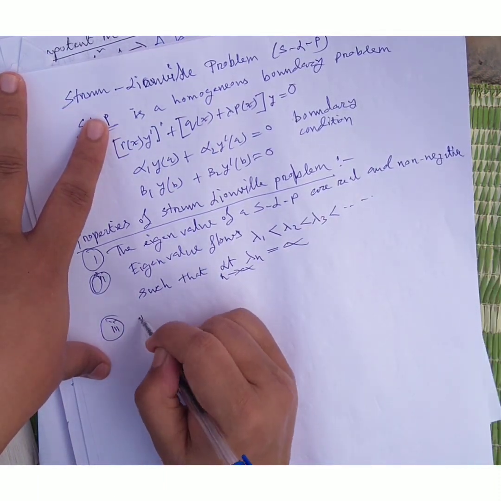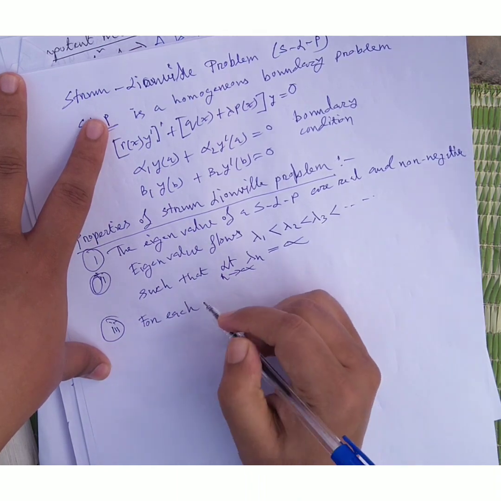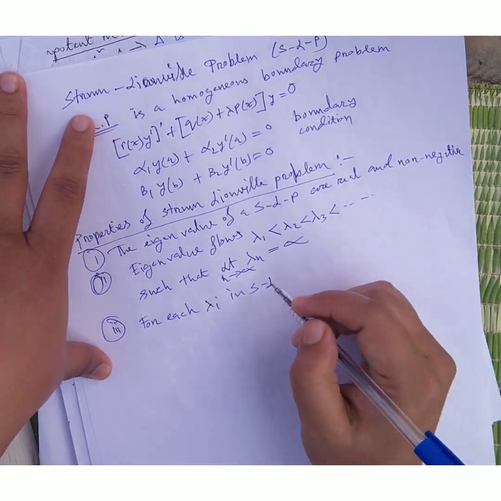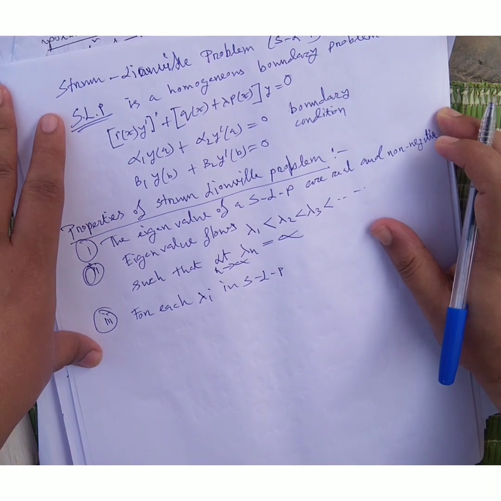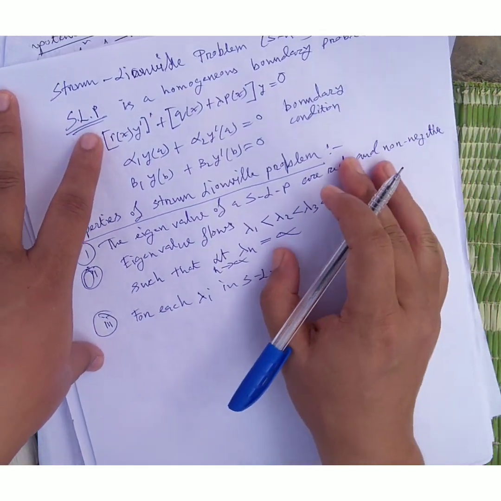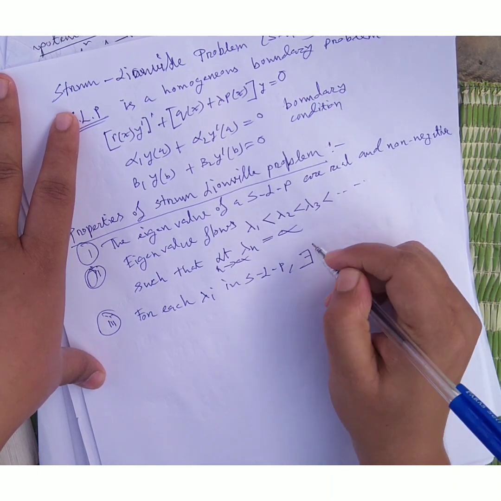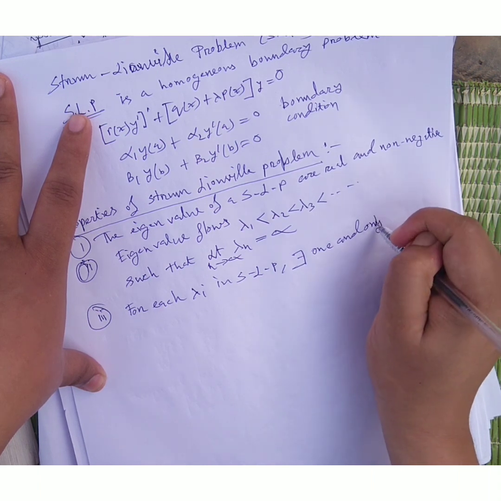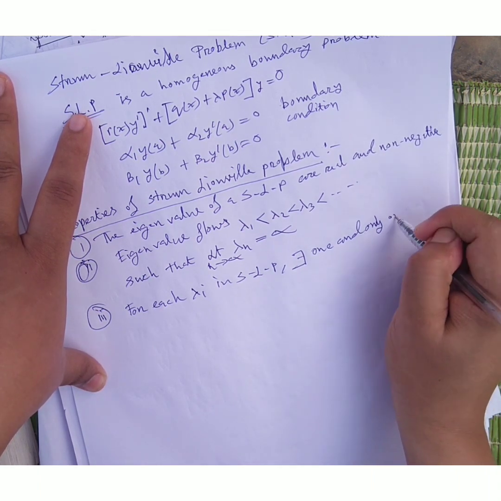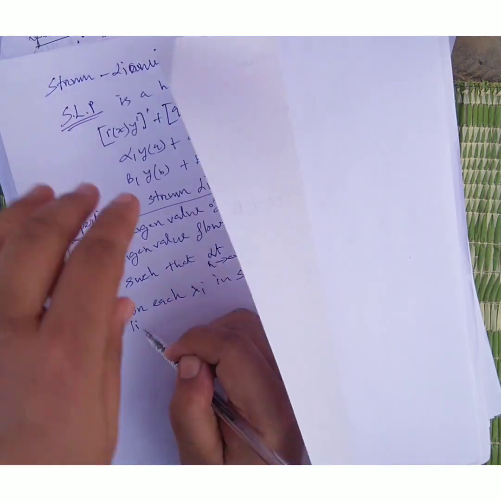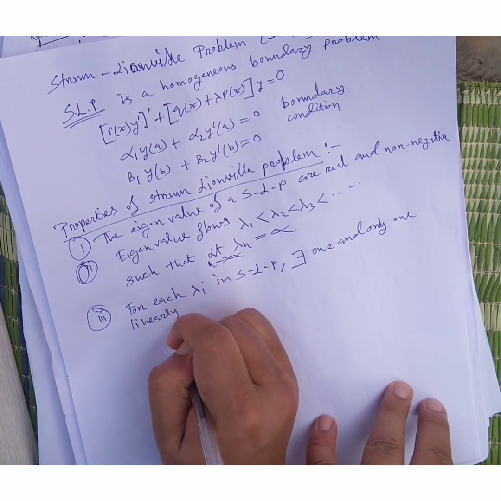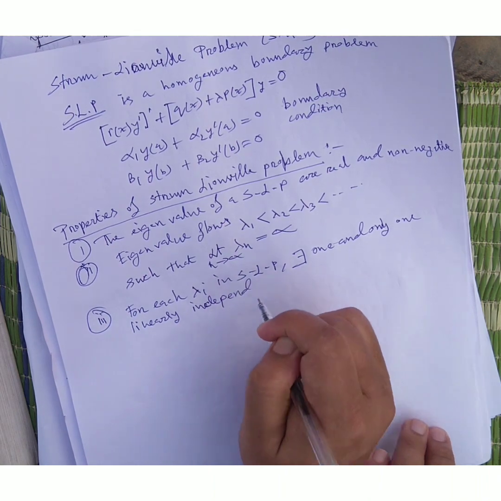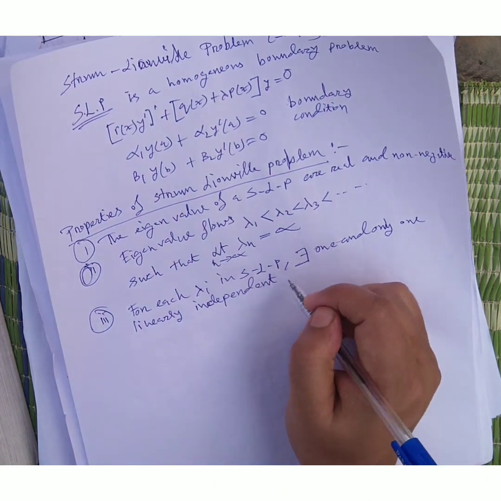Number 3 is, for each lambda i in an SLP, there exists one and only one linearly independent eigenfunction.